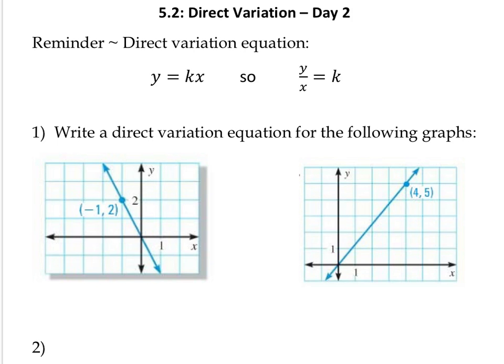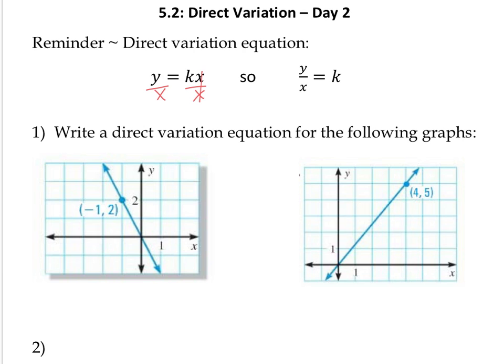In this lesson, we're going to look at some more direct variation. A reminder, direct variation is a linear equation we can write y equals kx in that form, where k is called the constant of variation. And remember that when we do that, if we divide both sides by x, and that cancels out, we'll be left with y over x equals k. That's how we can find the constant of variation for a direct variation.